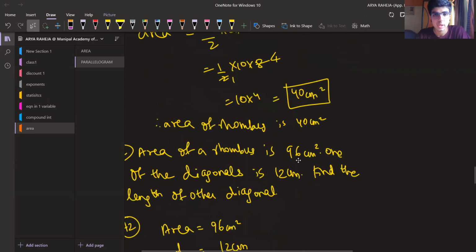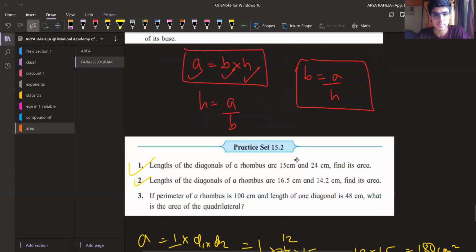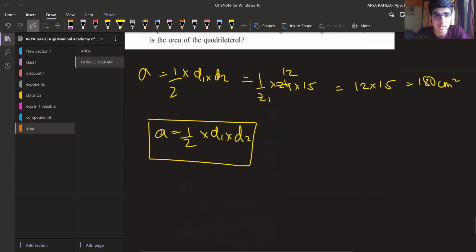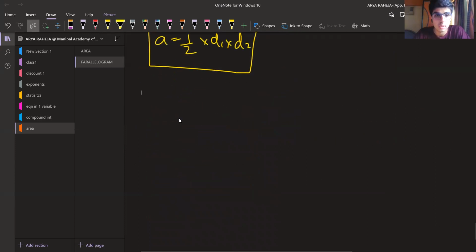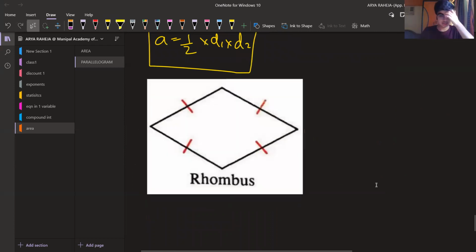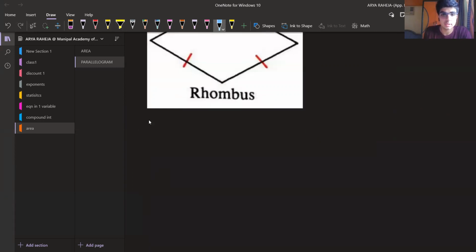Okay, so let's read it again. The perimeter of a rhombus is 100 centimeter. If this is a rhombus, the sum of all sides, perimeter क्या होता है? What is the perimeter? Sum of all sides, ना? So perimeter is equal to the sum of all sides.